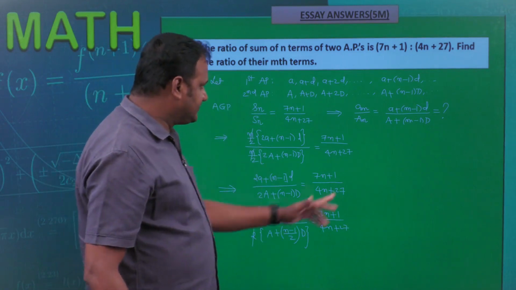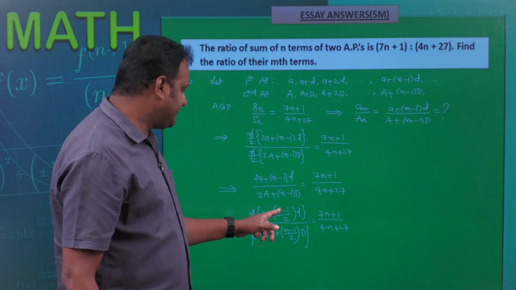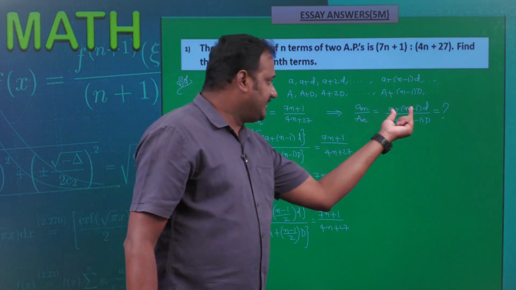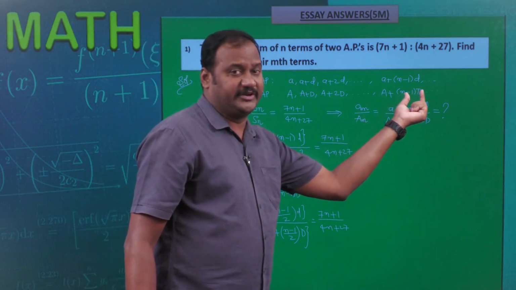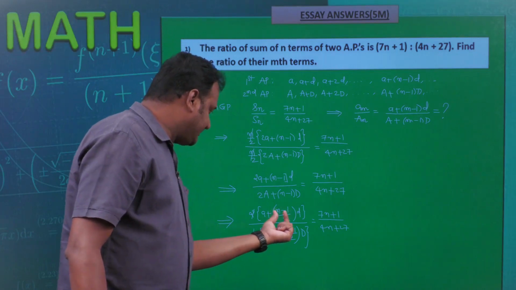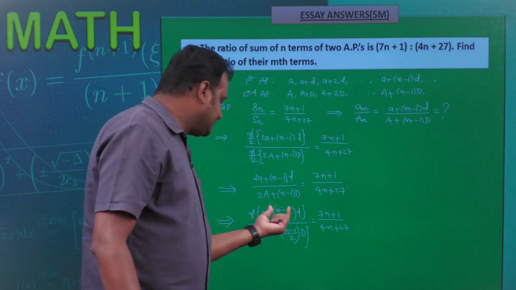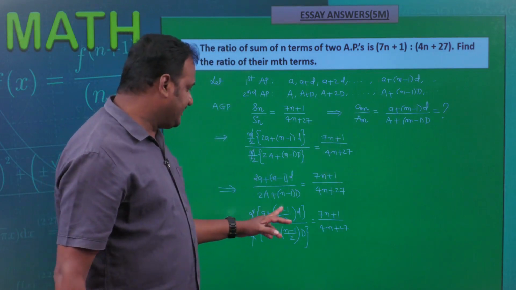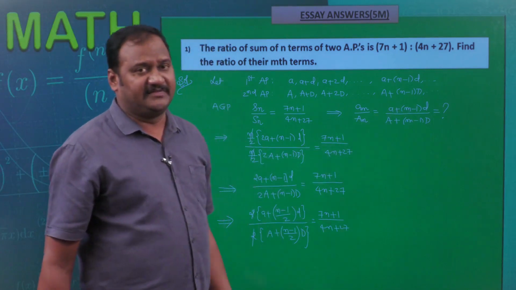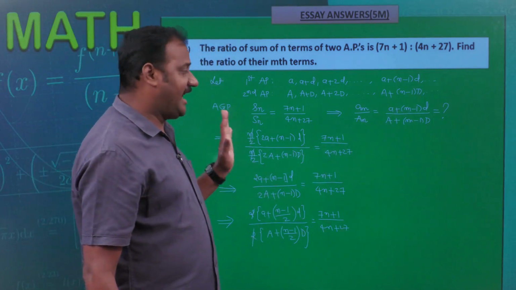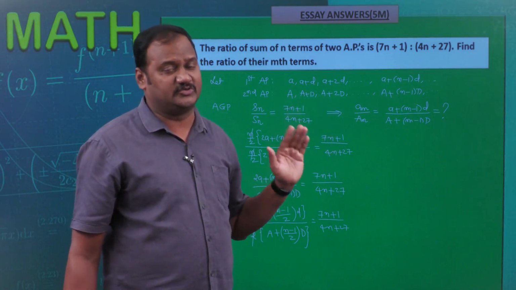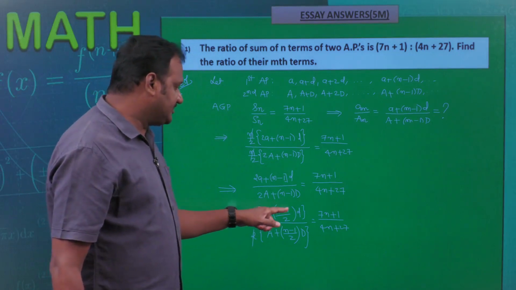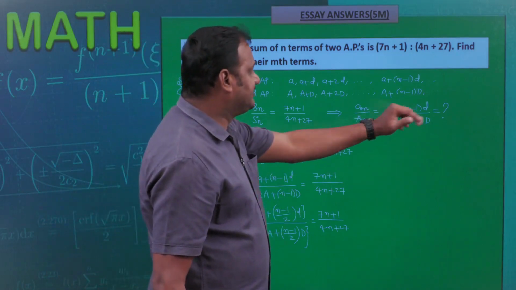Now you will have to compare this with this. This is a plus (n minus 1) by 2 into d. This is a plus m minus 1 into d. Since you want m minus 1 as the coefficient of d, and here the coefficient of d is n minus 1 by 2, that n minus 1 by 2 should be m minus 1. Did you get my point? If this n minus 1 by 2 is m minus 1, then we will get the ratio between the mth terms of both the arithmetic progressions. Did you get my point? So here a plus n minus 1 by 2 into d, and this is a plus m minus 1 into d.